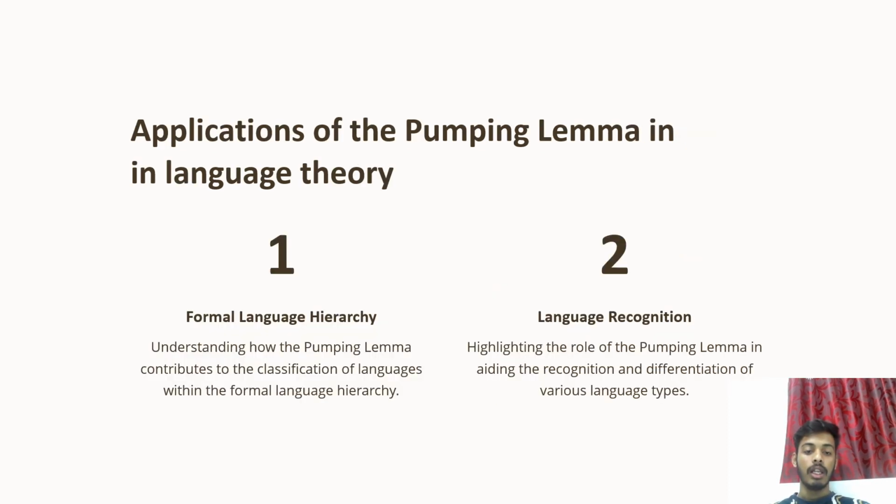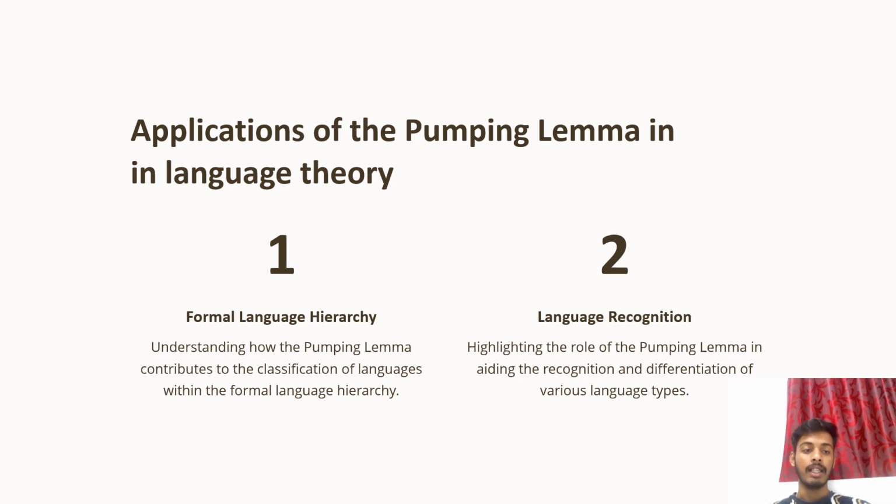Moving on, let us see what the applications of the pumping lemma in language theory are. The first one would be formal language hierarchy, the second is language recognition. If we look into the first one, formal language hierarchy, it is about understanding how the pumping lemma contributes to the classification of languages within the formal language hierarchy. The second one is language recognition, highlighting the role of the pumping lemma in aiding the recognition and differentiation of various language types.